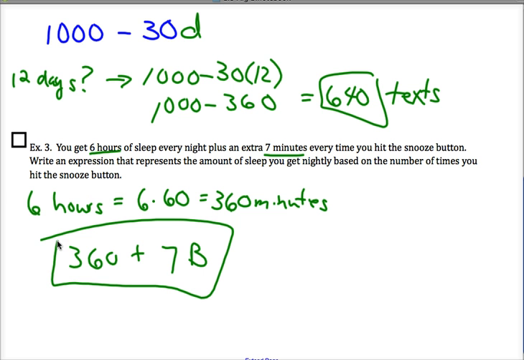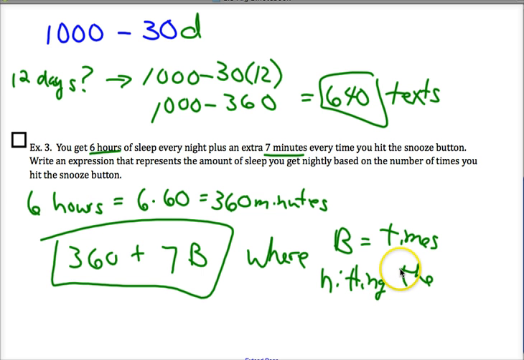So B, you might want to write that down, where B equals times hitting the button. And again, these boxes over on the left, in case you forgot, 1 through 4 over there. 1 if you have no clue what I'm talking about. 4 if you can teach it to a friend. 2, you kind of got it, but you're not real confident. 3, you're pretty darn confident, but maybe you can make a simple mistake. Next page.